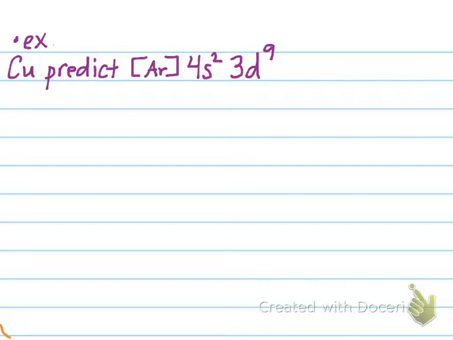Now notice here, in this scenario, I have 2 electrons that are happy. Maybe I'll do it this way.